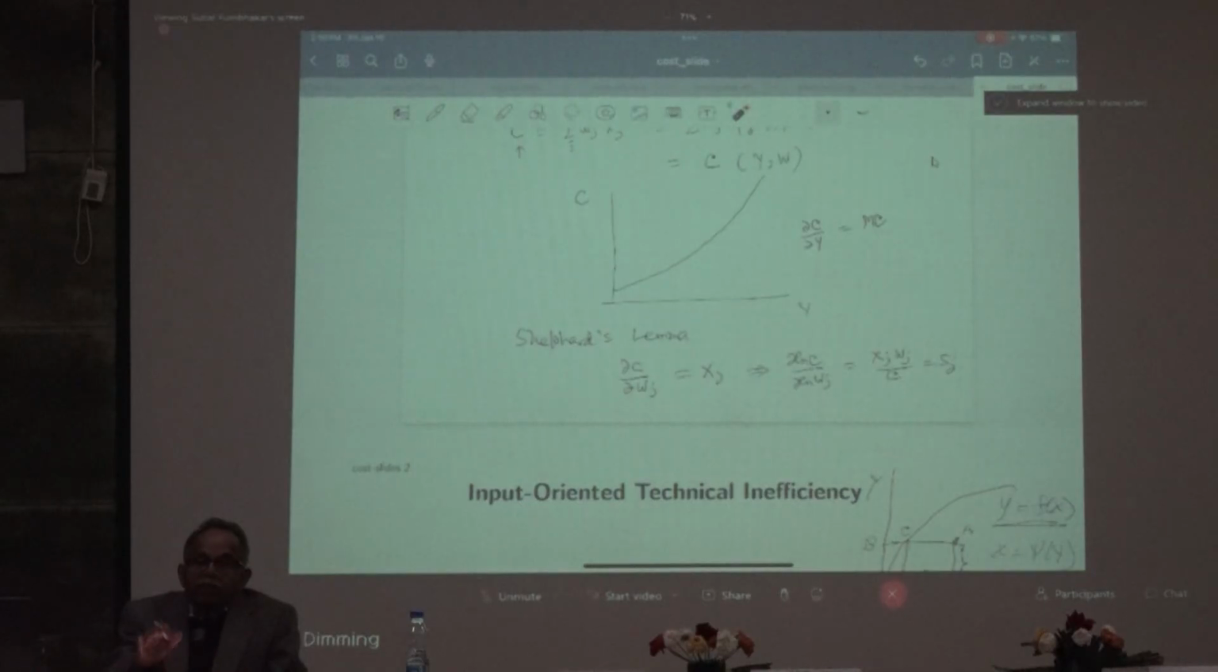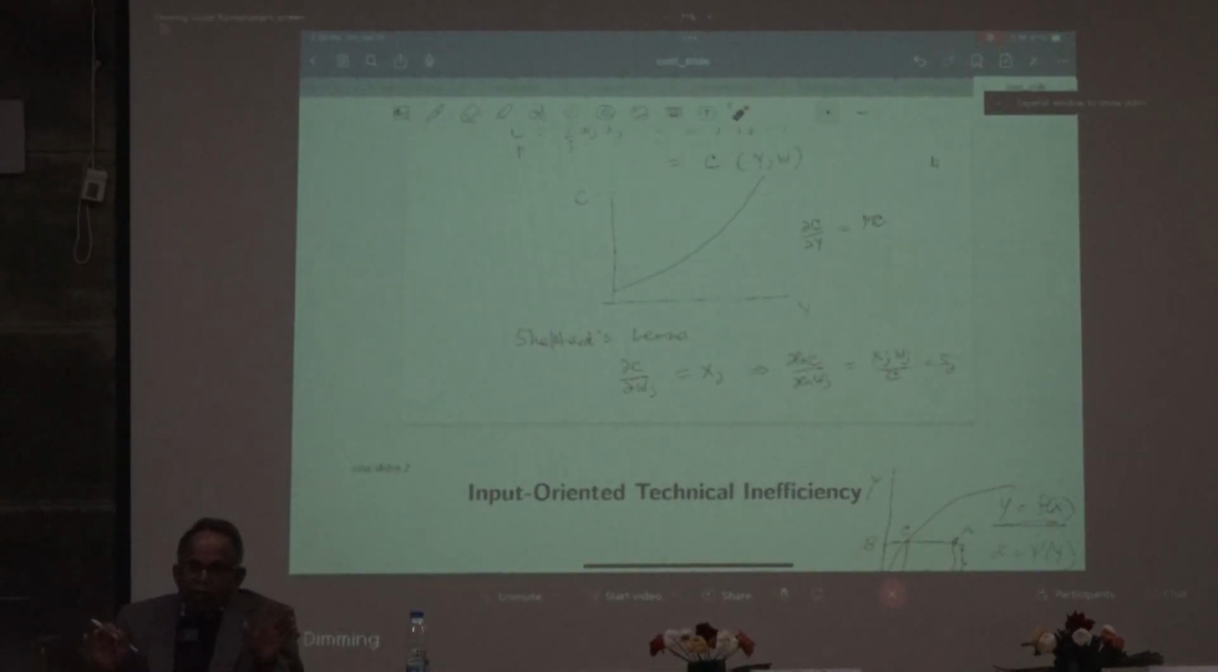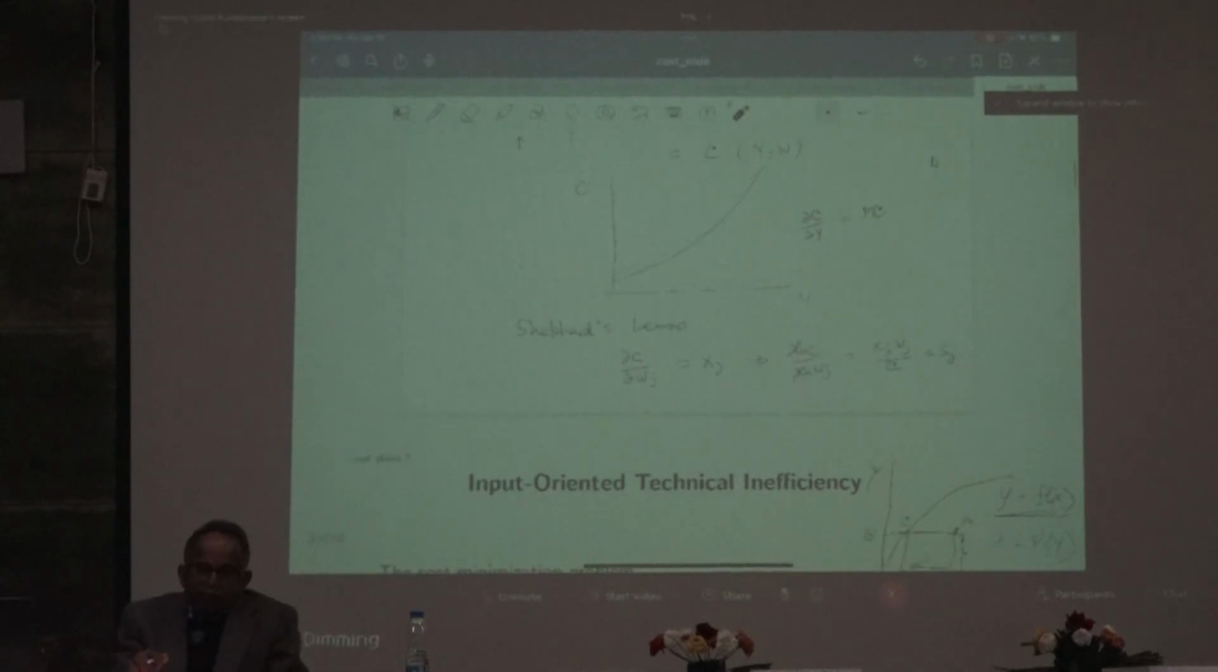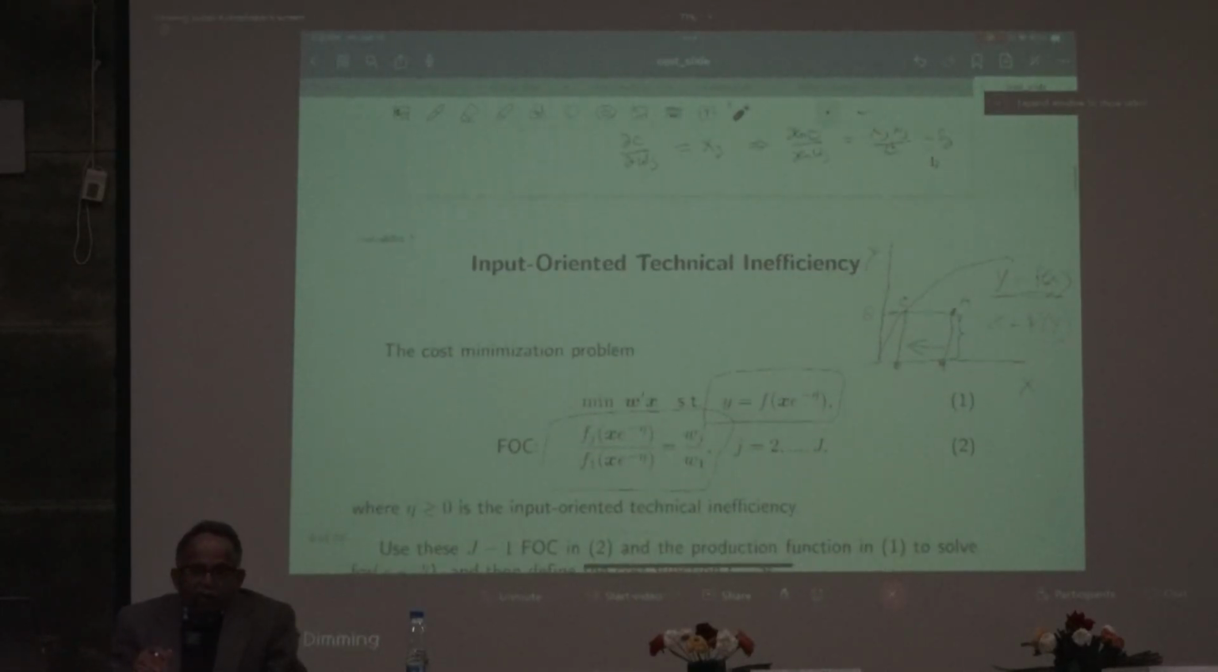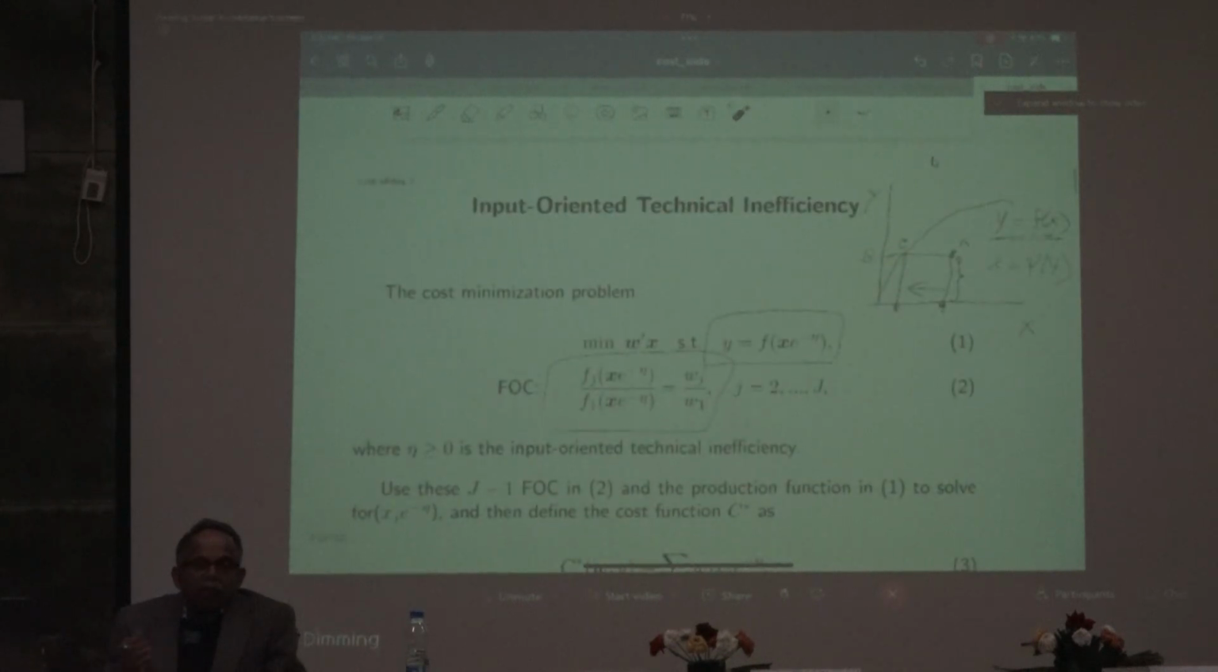Okay? So this is kind of a backup, just to refresh your memory in terms of what goes on in a standard textbook about the cost function. Now we have not talked about inefficiency yet, so what I'm going to be doing is now bringing inefficiency into the picture. Again, I could have gone straight in here, but I thought let me briefly get to the rationale behind the cost function and then introduce this inefficiency. So now again, it will be repetition of what I did.